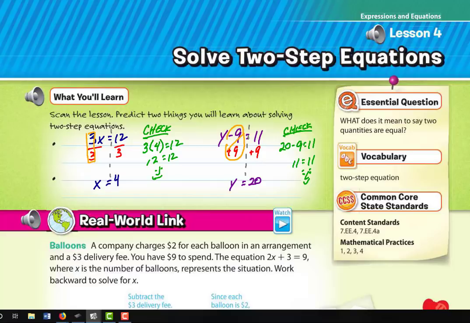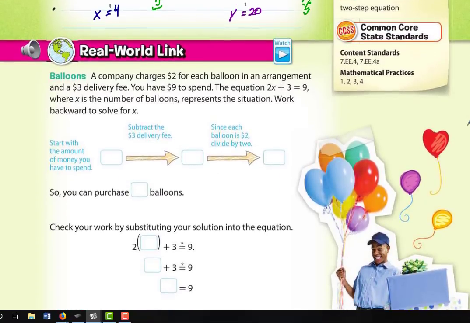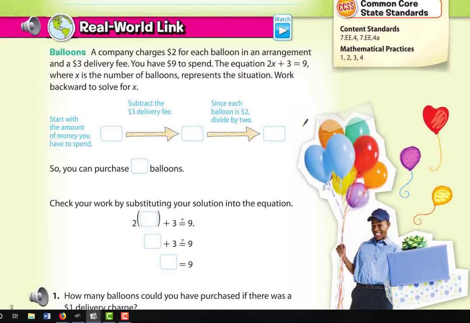As you might imagine, when you see this title, two-step equations, we are going to combine what we've been doing. We're going to look at problems that include both multiplying and adding, or multiplying and subtracting, or possibly dividing and subtracting, or dividing and adding. So let's take a look at a real-world link, and it's going to walk us through the process.